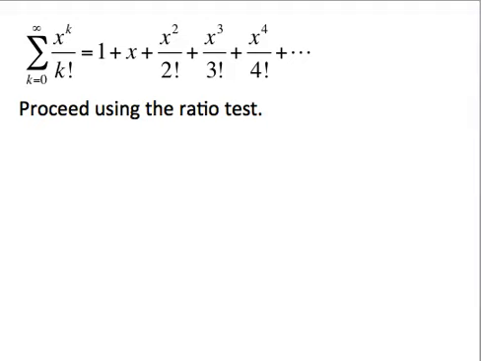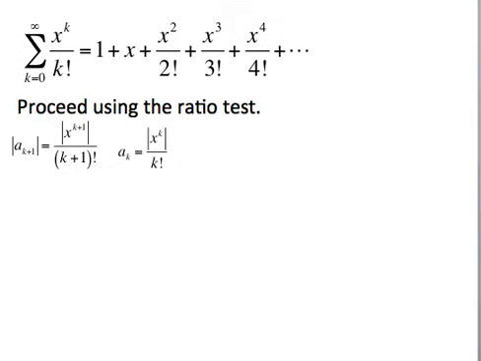We're going to go ahead and use the ratio test. And what do we want there? We want the limit as k goes to infinity of a sub k plus 1 over a sub k. I prefer to think about it in terms of the absolute value. So the absolute value of a sub k plus 1 would be the absolute value of x to the k plus 1 over k plus 1 factorial. The absolute value of a sub k is the absolute value of x to the k over k factorial. So we're interested in the absolute value of a sub k plus 1 divided by the absolute value of a sub k, which would be absolute x to the k plus 1 over k plus 1 factorial divided by absolute x to the k over k factorial.